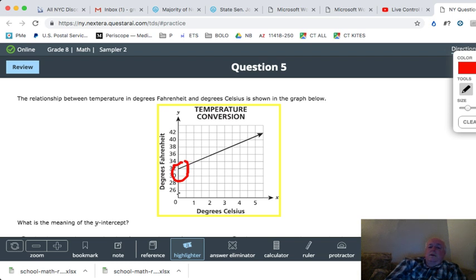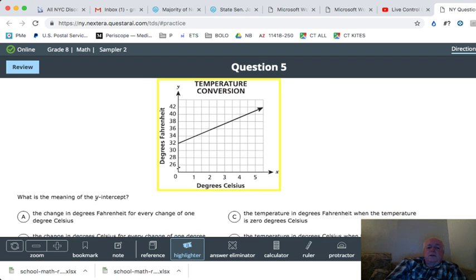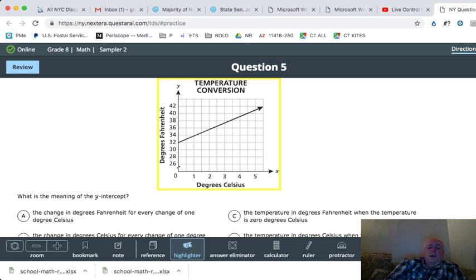Okay, so now that we've looked at things, let's go back to the top. The relationship between temperatures in degrees Fahrenheit and degrees Celsius is shown in the graph below. So if, for instance, we find where there's a dot here, it looks like 1 matches 34, and 5.5 matches 42. Okay, so what is the meaning of the y-intercept? Okay, so let me get rid of the highlighter for a second.